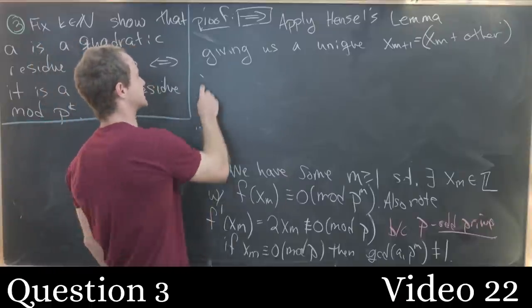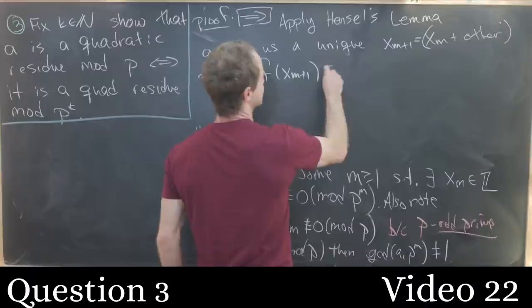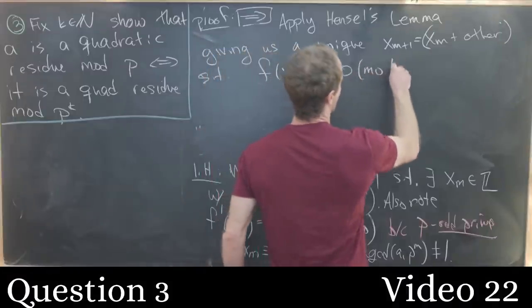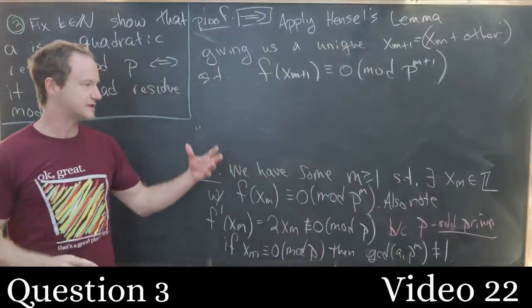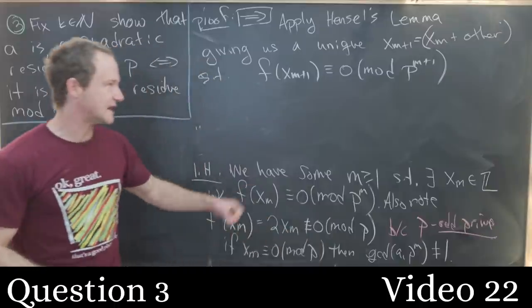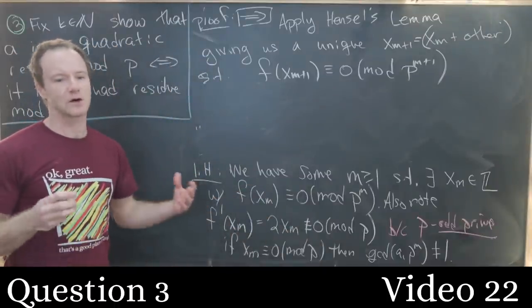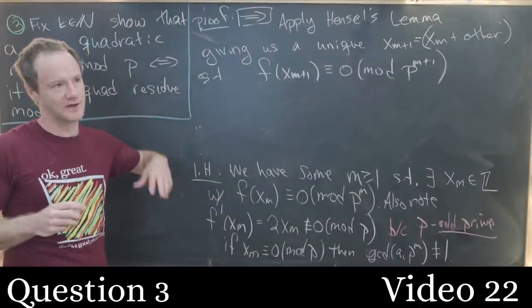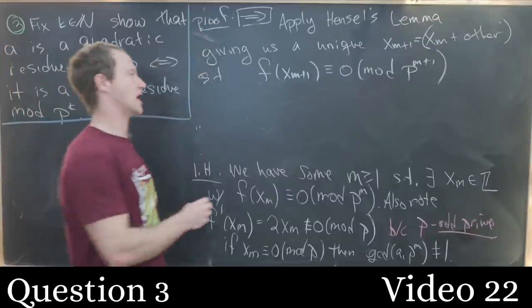There's a unique x_{m+1} such that f evaluated at x_{m+1} is congruent to 0 mod p^{m+1}. So we were able to boost that root from a root modulo p^m to a root modulo p^{m+1}. That's the whole idea of Hensel's lemma. It lifts the root throughout the powers of the prime.